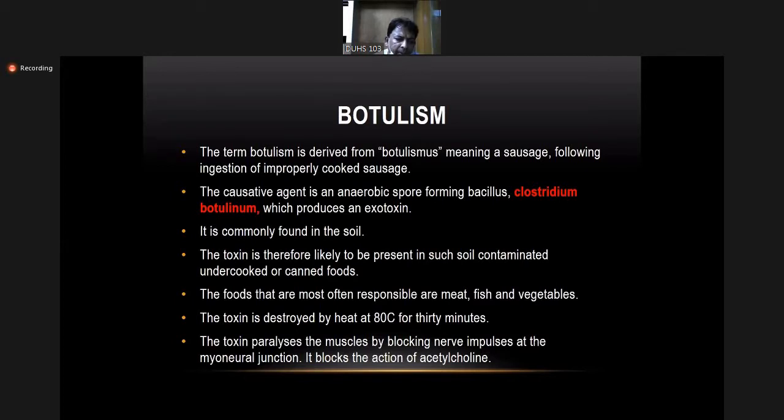The toxin paralyzes the muscles by blocking nerve impulses at the myoneural junction. It blocks the action of acetylcholine. This is the mode of action of Clostridium botulinum, which produces the exotoxin. It blocks the nerve impulse at the myoneural junction by blocking the action of acetylcholine. So this is the mode of action, how it causes food poisoning.